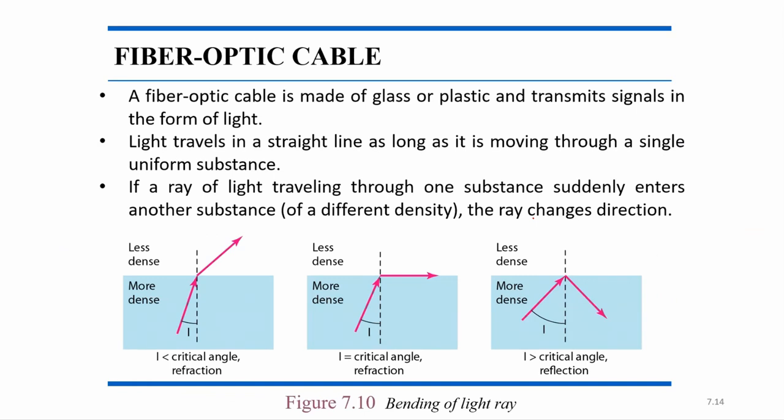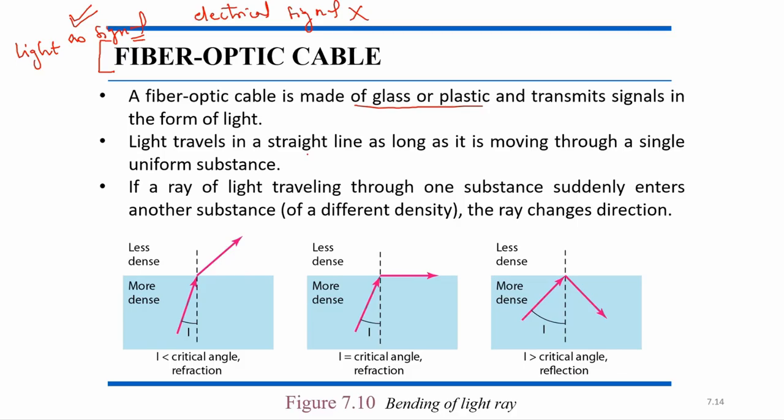Next, we will see optical fiber cables. Fiber optical cable works on the use of signals in the form of light. We will be using light as the signal, not electrical signals. Once light is used as a signal, we will see the basics about the bending of light. Fiber optic cable is made of glass or plastic and transmits signals in the form of light.